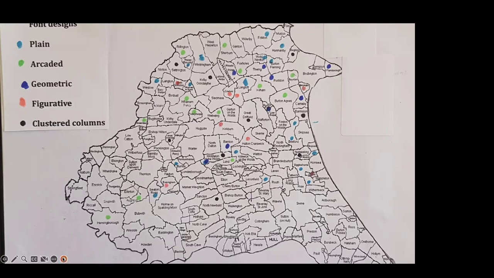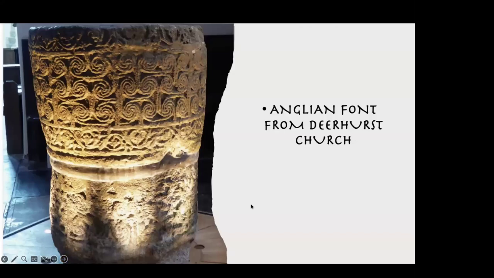So let's have a look, first of all, at the sort of experience the Anglo-Saxon would have had of an Anglo-Saxon font. This is from Deerhurst. It's one of the very few surviving Anglian fonts. And as you can see, the style of carving is not regular, it's not geometric, it's organic. And this is very characteristic, of course, of this style.